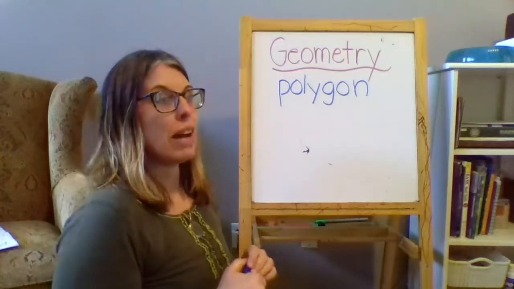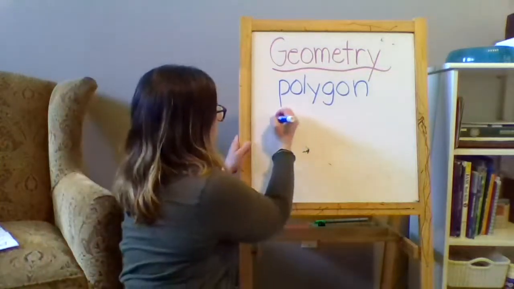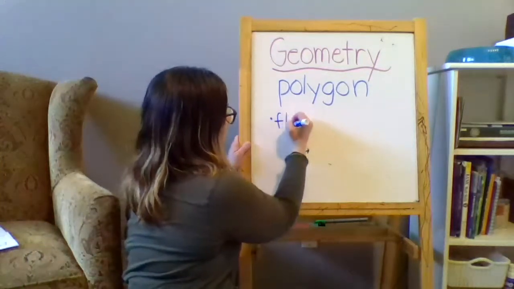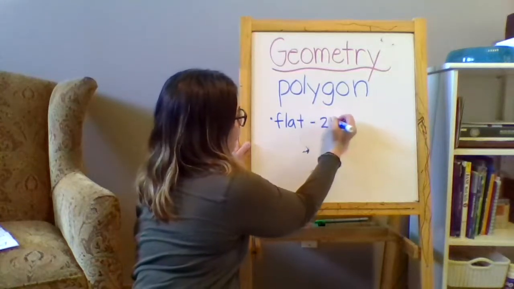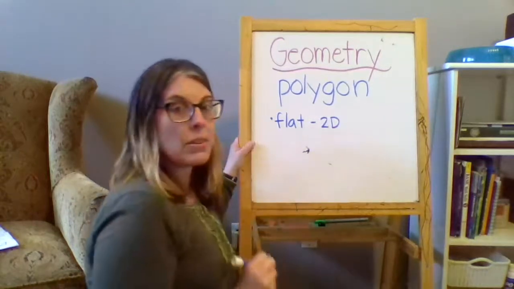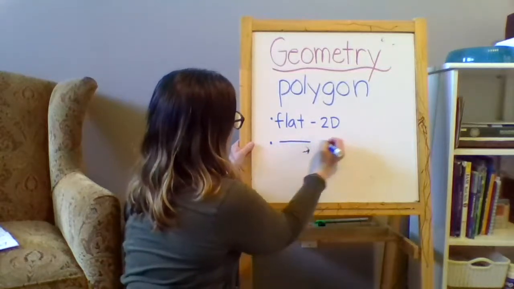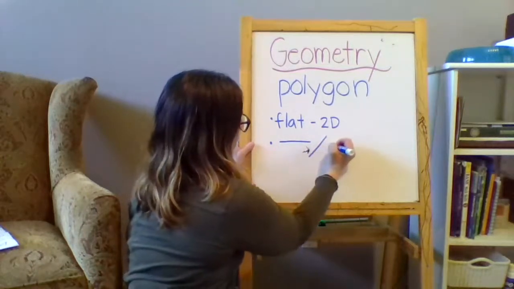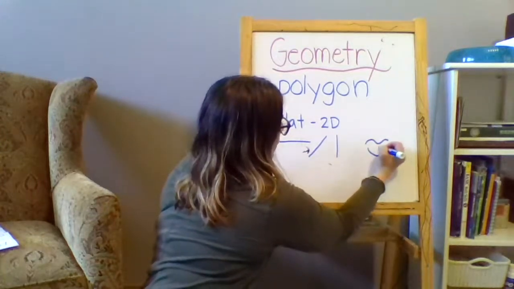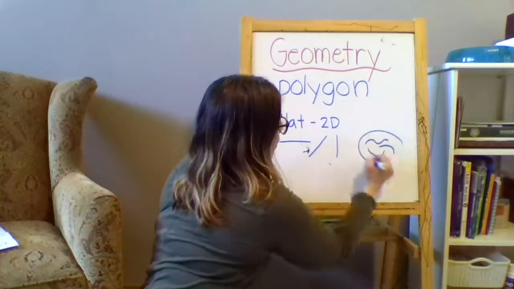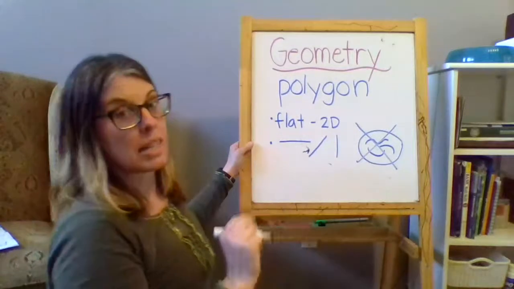So first of all, a polygon has to be flat. Okay? So flat like a piece of paper. We call that 2D. Okay? So they're 2D. They can only have straight lines. Okay, I'm going to do over here some curvy lines. Any kind of curvy lines? Nope. If it has a curvy line at all, it is not a polygon.